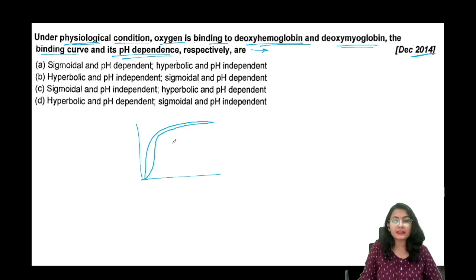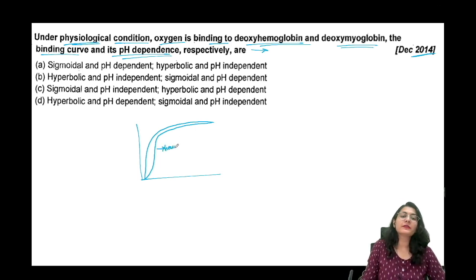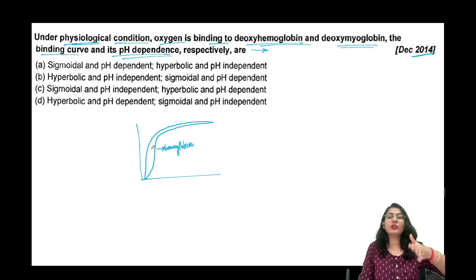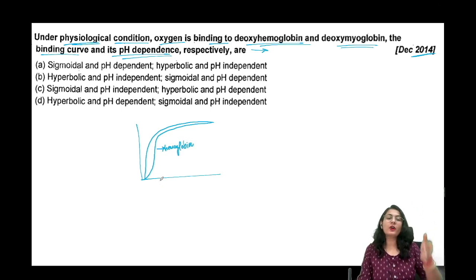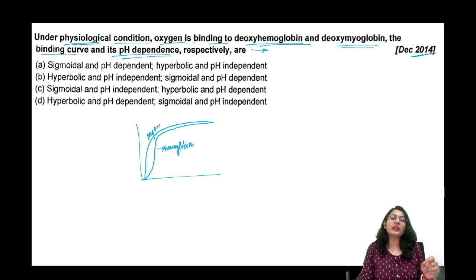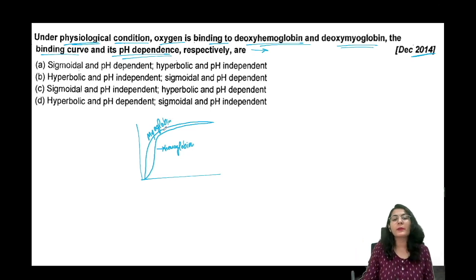So you have already seen this. The hemoglobin has a sigmoidal curve because at the lower partial pressures of oxygen, it is not so keen to bind oxygen. However, myoglobin at lower partial pressures of oxygen is quickly going to take up oxygen from hemoglobin, right? So hemoglobin is going to be sigmoidal and it is pH dependent. That is what is known as the Bohr effect, isn't it?